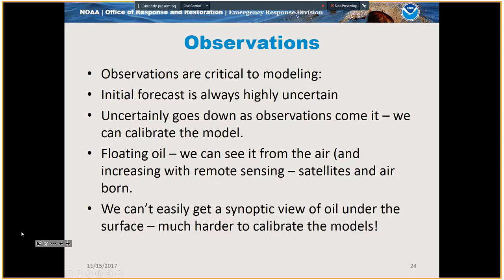So again, the observations are really critical to modeling. Our initial forecast always has a lot of uncertainty because we haven't had the observations yet, and the inputs are even more uncertain. Where the oil got spilled, how much got spilled, what kind of oil it is, all of those are really uncertain. So once we get observations back, the uncertainty goes down. We can calibrate the model.